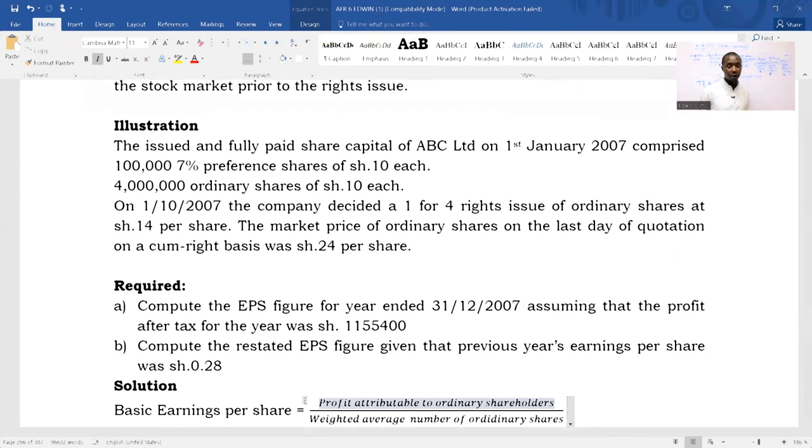The first thing they require the student to do is the computation of the EPS figure for the year ended 31st December 2007, assuming that the profit after tax for the year is 1,155,400. Number B, compute the restated EPS figure given the previous year's earnings per share was 0.28. So let's do this.